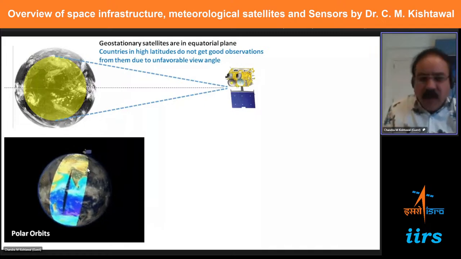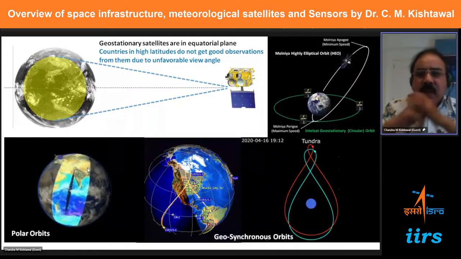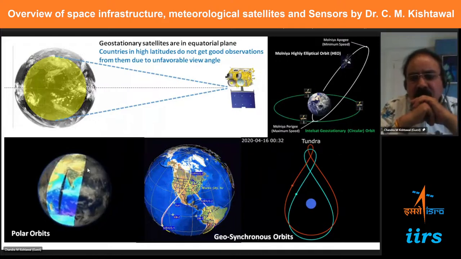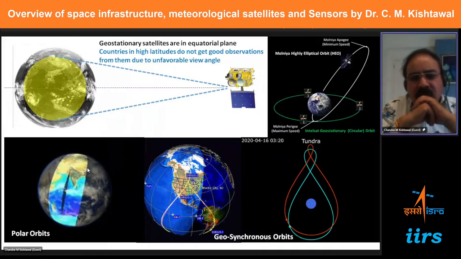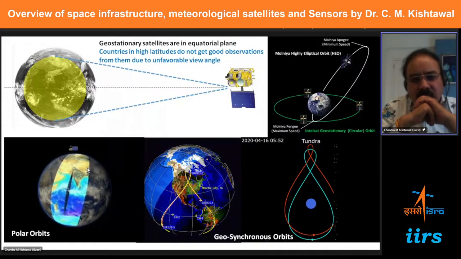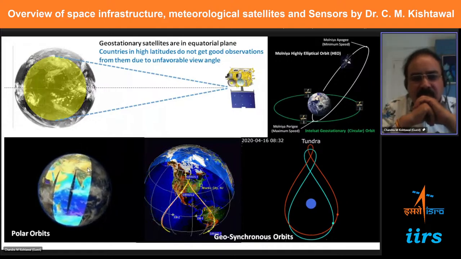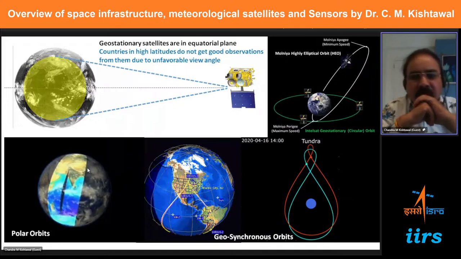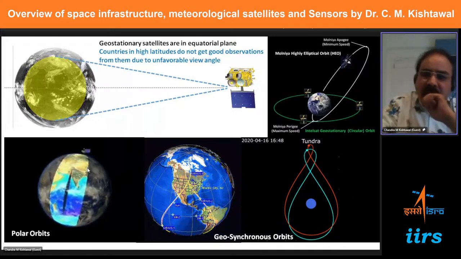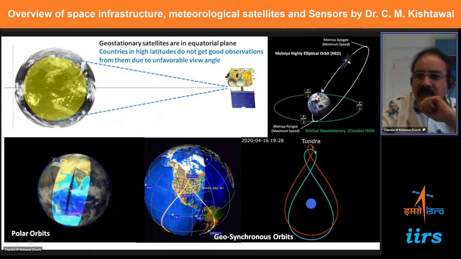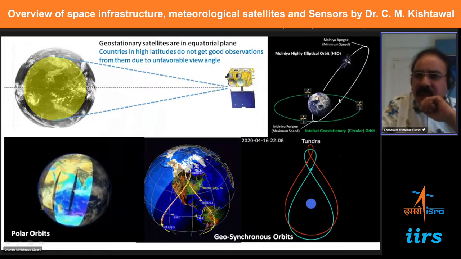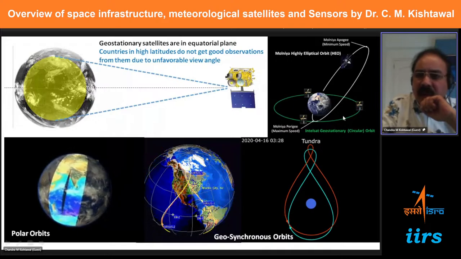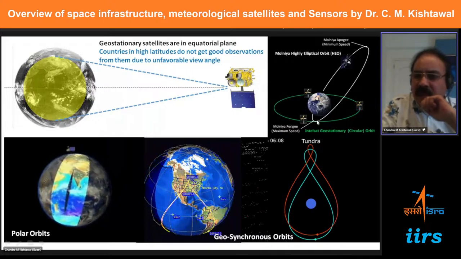So one more solution to this problem is the geosynchronous orbit. You know what is geosynchronous? Geosynchronous also has the time period of 24 hours, but it is not geostationary. It is geosynchronous. So there is a difference between geosynchronous and geostationary. Geosynchronous has this kind of orbit, so it can be placed at any angle. So it is not necessarily at the equator. It can have any angle.